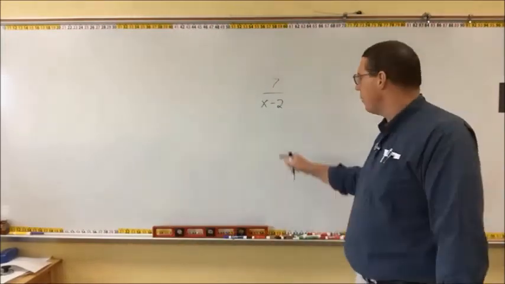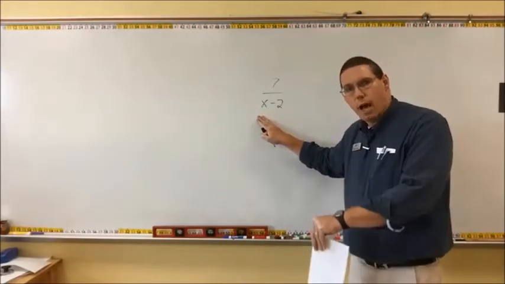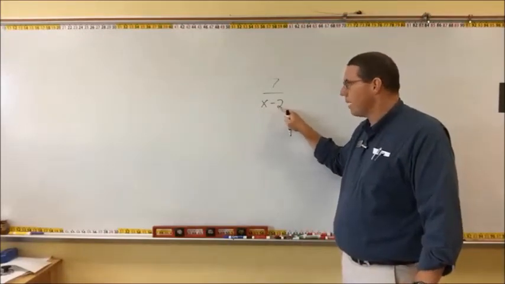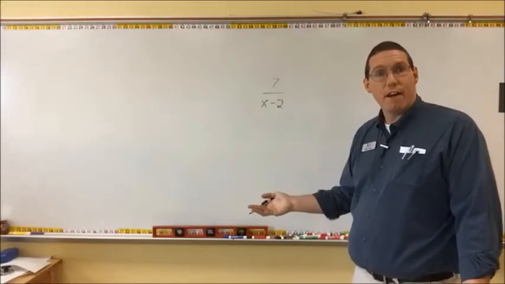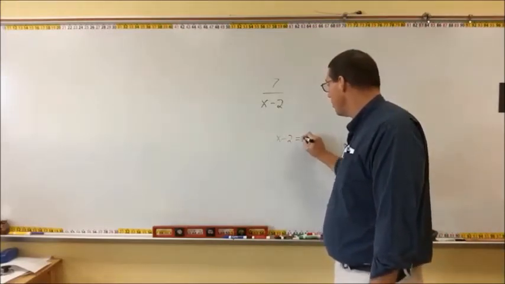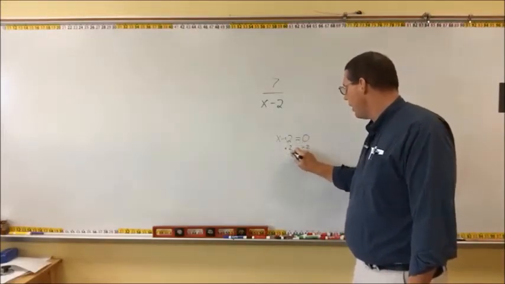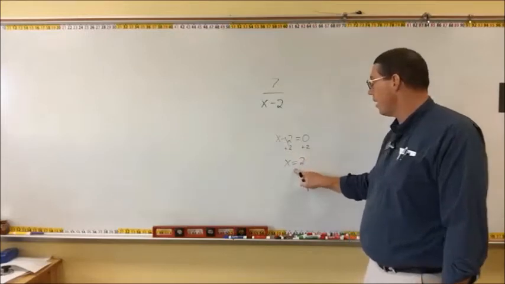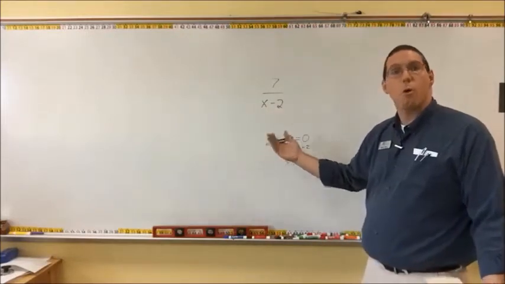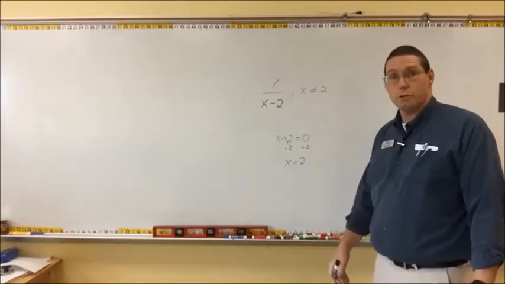But what can the denominator not be, or what can x not be? Because the denominator cannot be 0, what number would make x minus 2 equal 0? Well, we can find out by setting the denominator, x minus 2, equal to 0 and solving. If we add 2 to both sides, we get x equals 2, right? So if x equals 2, 2 minus 2 would equal 0. We can't have that, therefore x cannot equal 2.